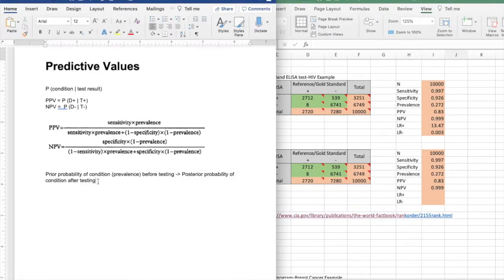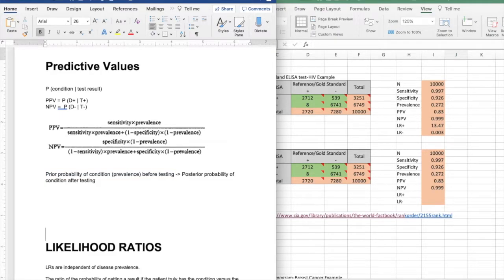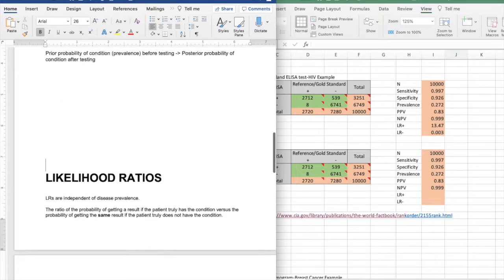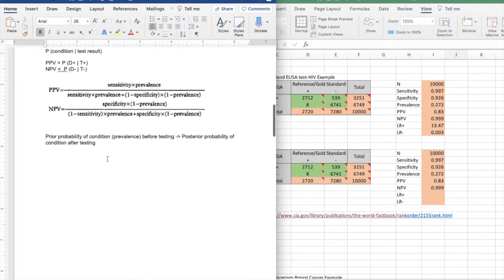So basically what happens is we have a prior probability of the condition, or the prevalence, before we test. And if we know that, that's awesome. Whoops. Likelihood ratios aren't supposed to come up. That's a secret.